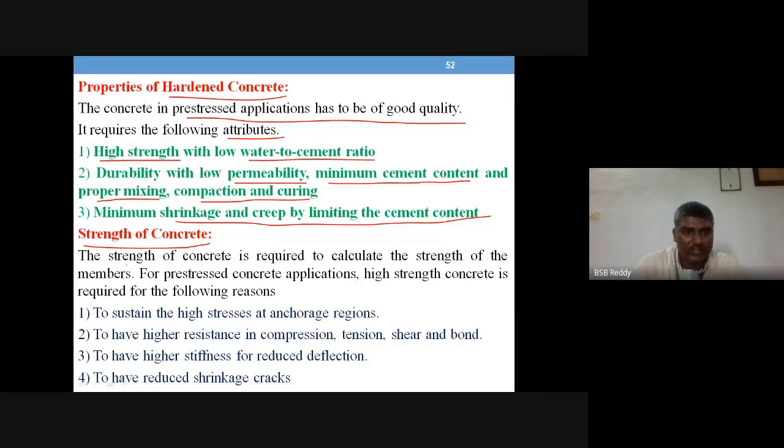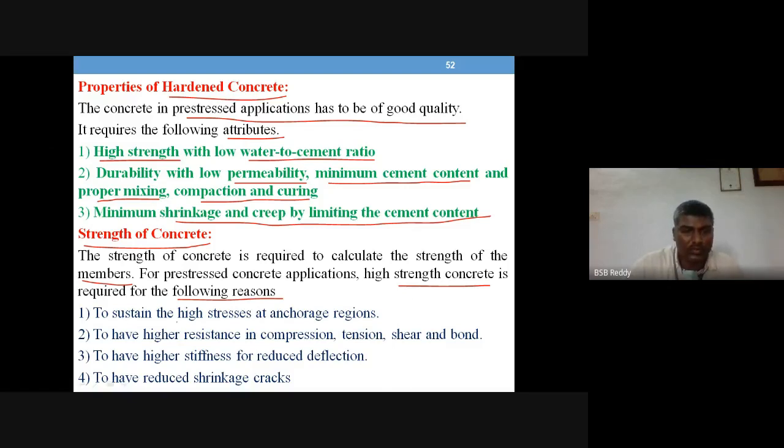Now, the strength of concrete is required to calculate the strength of the members. So if you want the strength of a member, you need a value of fck. Then only are we able to estimate the strength of the member. For pre-stressed concrete applications, high strength concrete is required for the following reasons. We already talked about why you need high strength concrete. Now let us just recapitulate that.